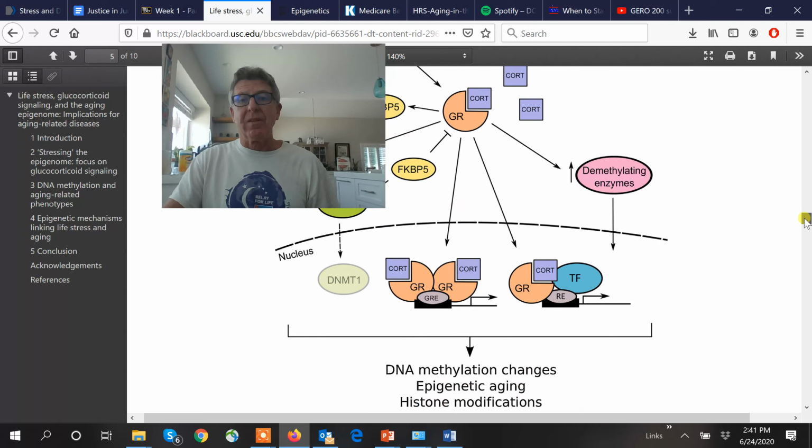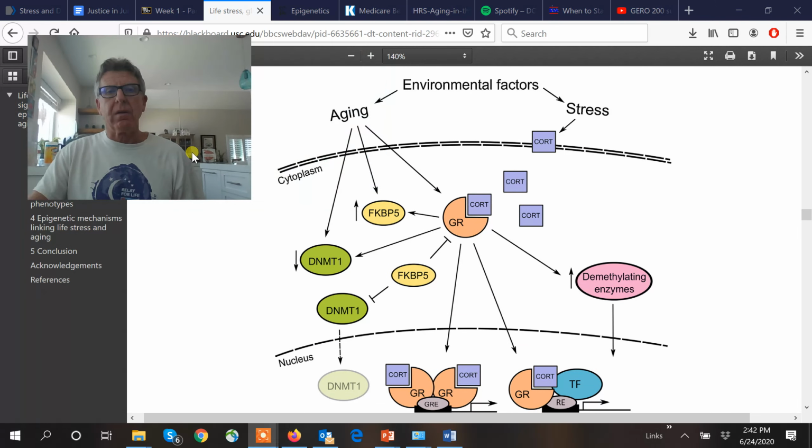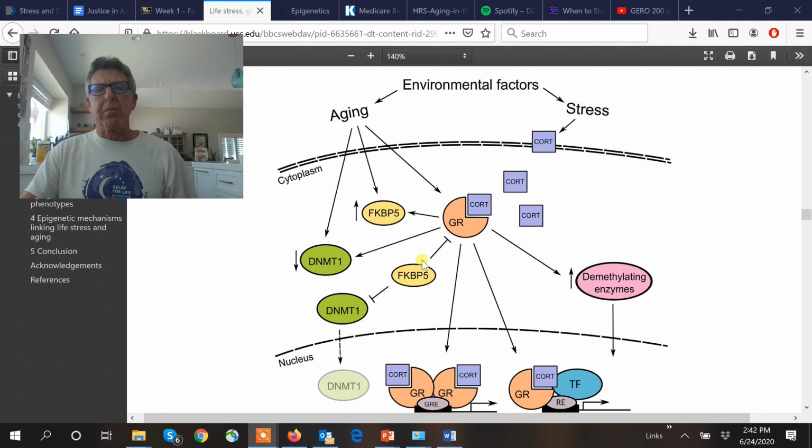Okay. All right, so this is a figure that shows you molecular biology. You don't have to know any of this stuff. Okay? But aging is going to modify a lot of these proteins that interact with our glucocorticoid receptor. Stress releases cortisol from our adrenal gland.